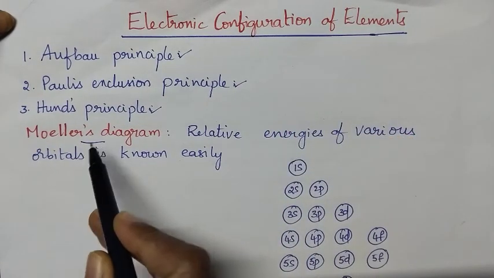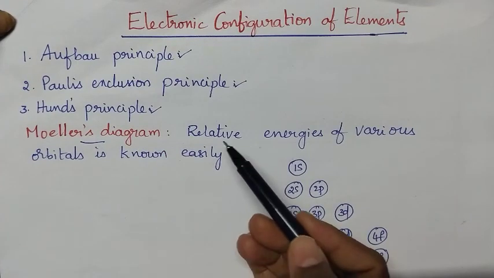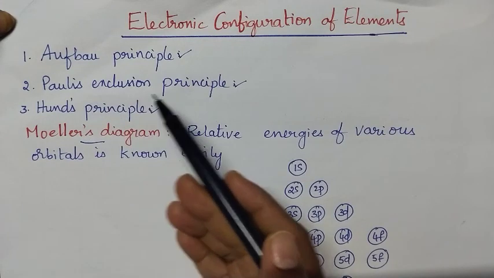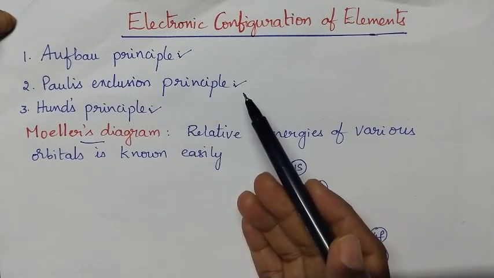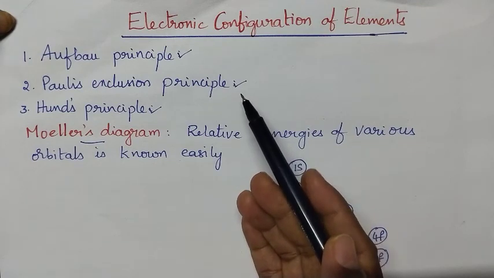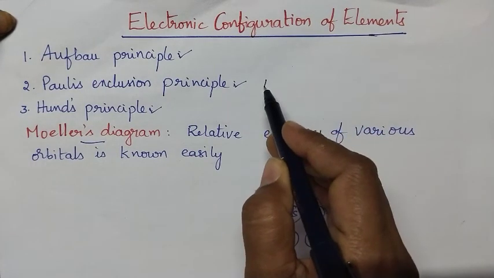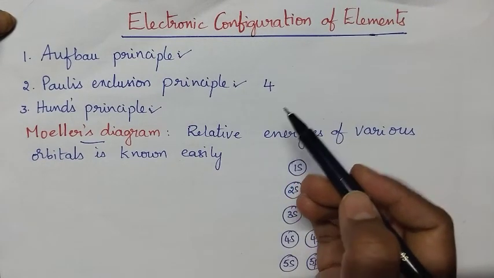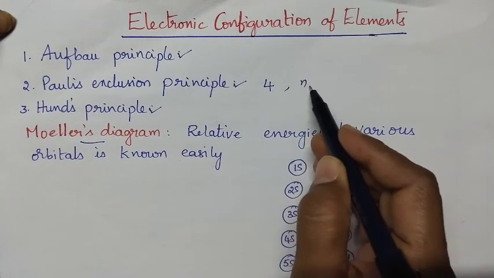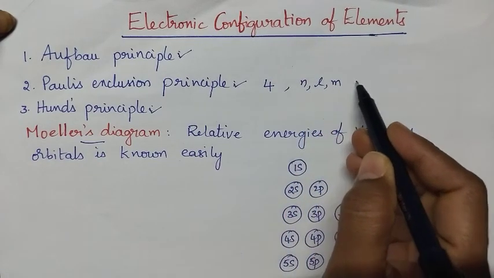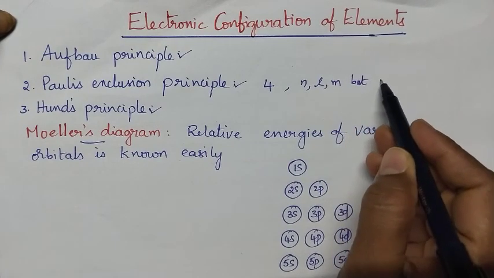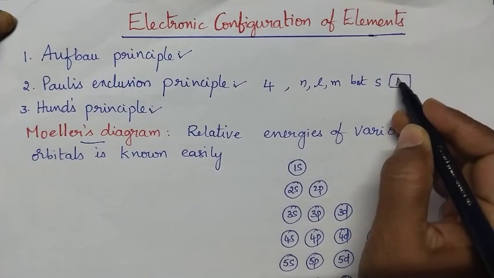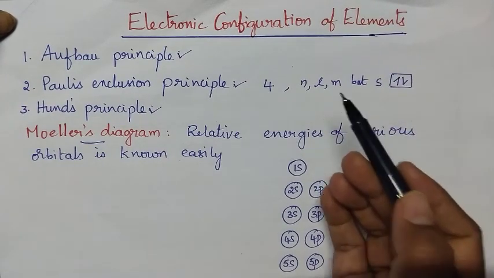Moeller diagram is highly useful to know the relative energies of various orbitals. Pauli's exclusion principle states that no two electrons in an atom can have the same value for all four quantum numbers. Two electrons may have the same values for n, l, m, but they differ in the spin quantum number value. So, in an orbital, the two electrons will have two opposite spins.